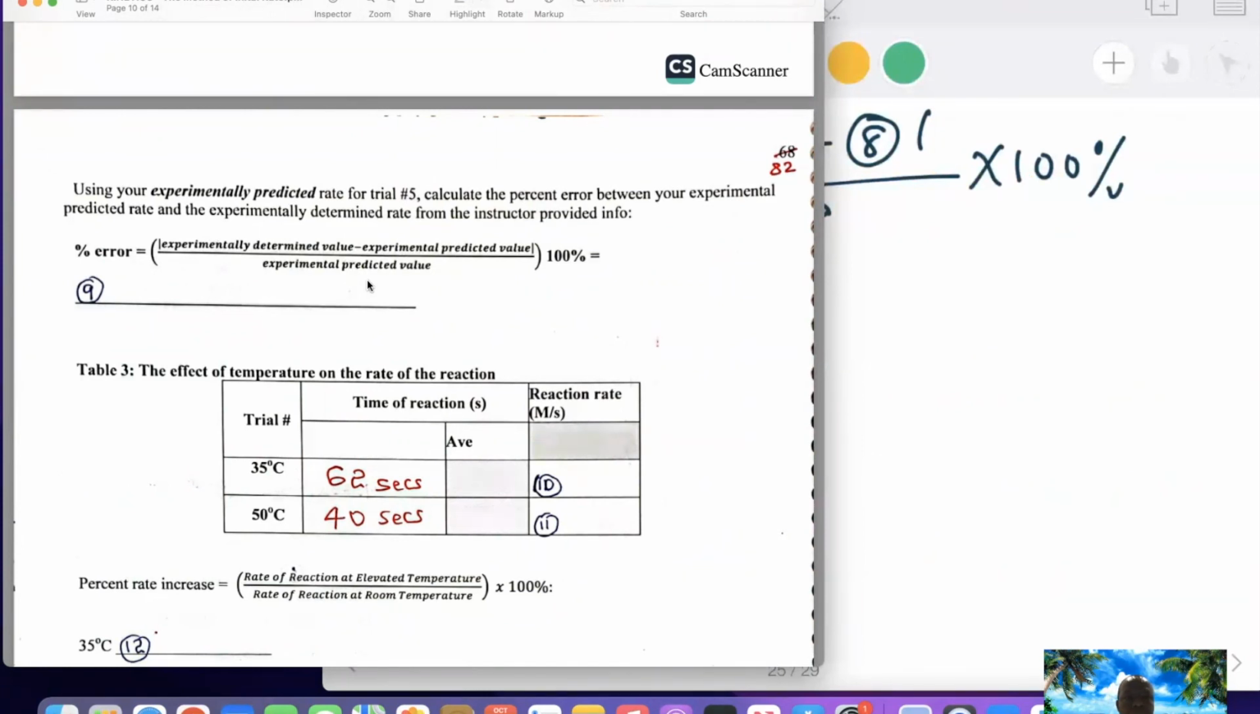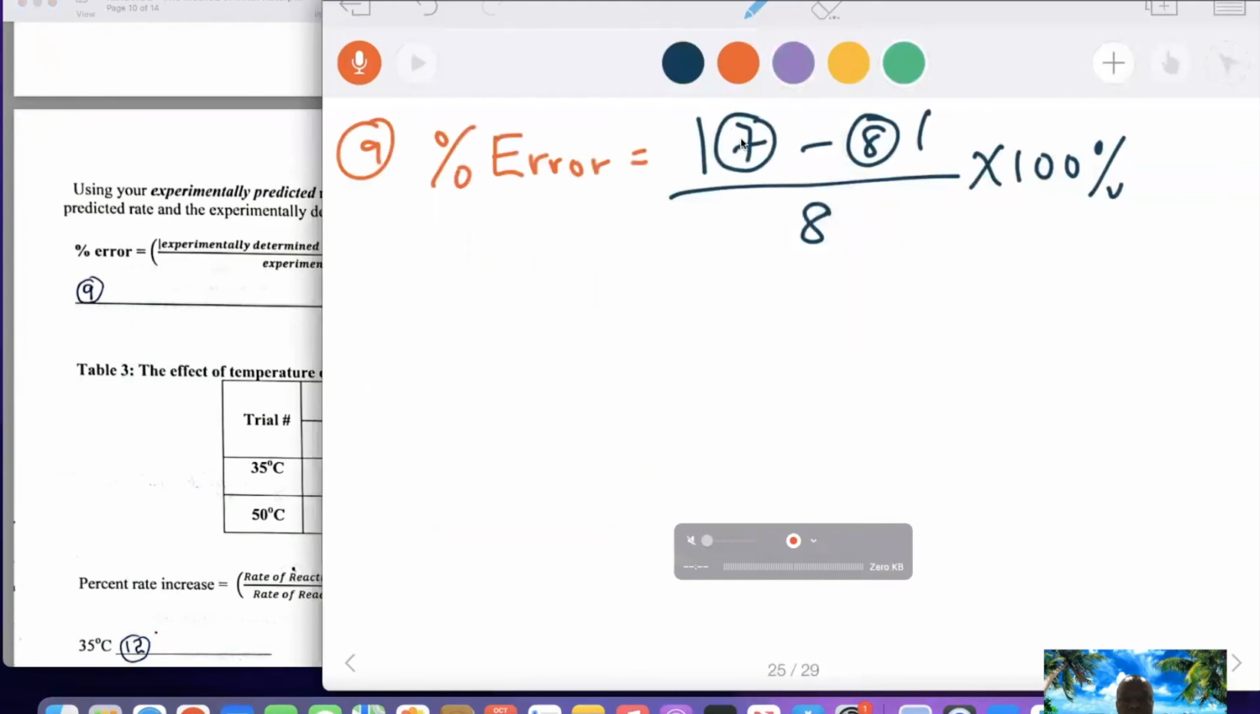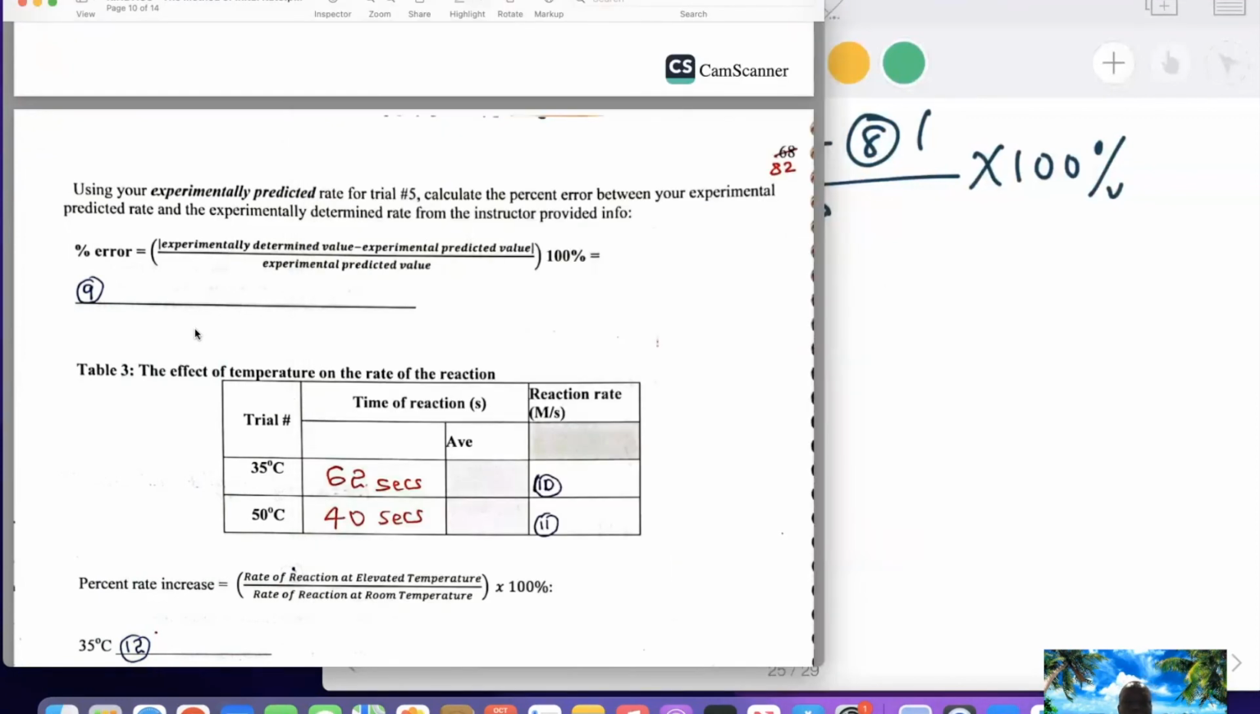So for experimental, you have to find the absolute value. Whichever is bigger, just change to positive. So line 7, for item 7 minus item 8, absolute value, divided by 8, times 100% for line 9.